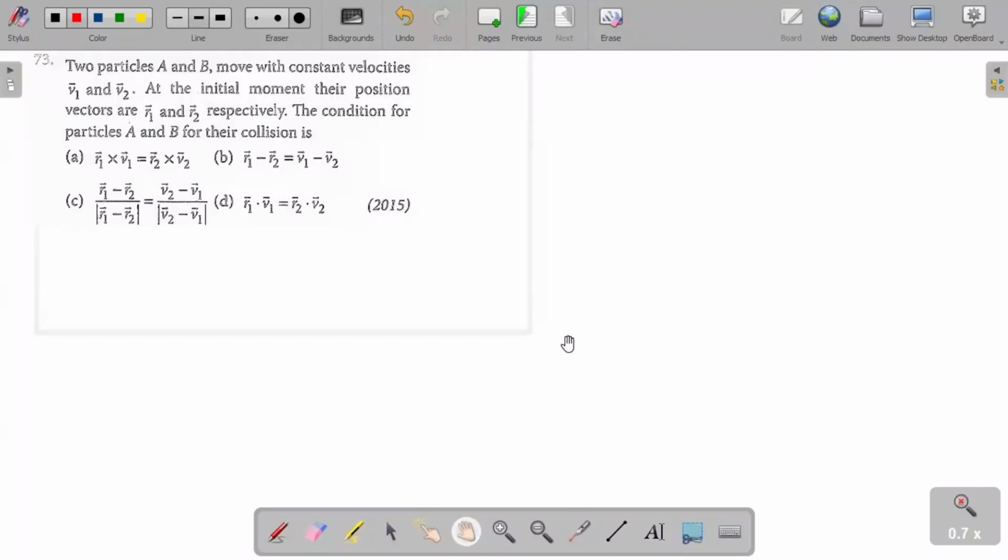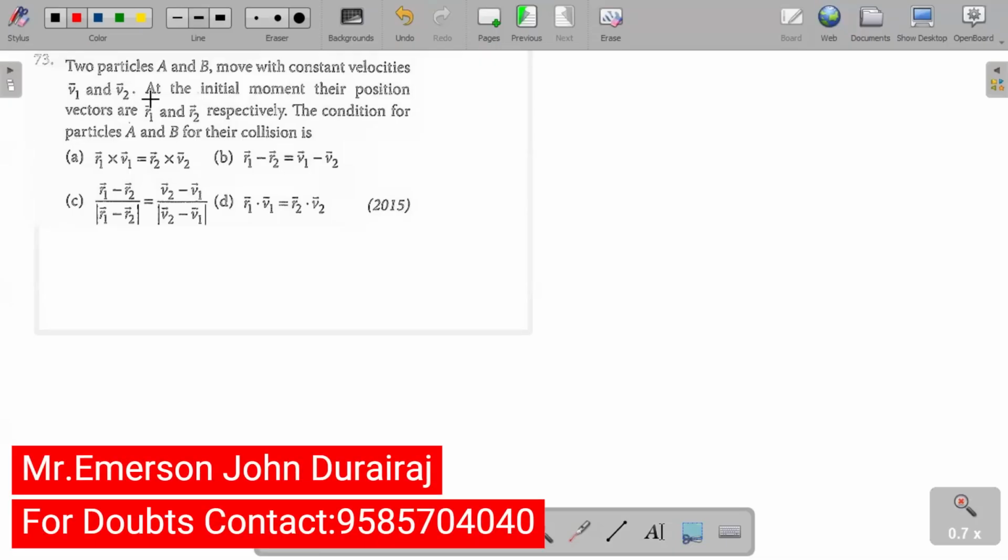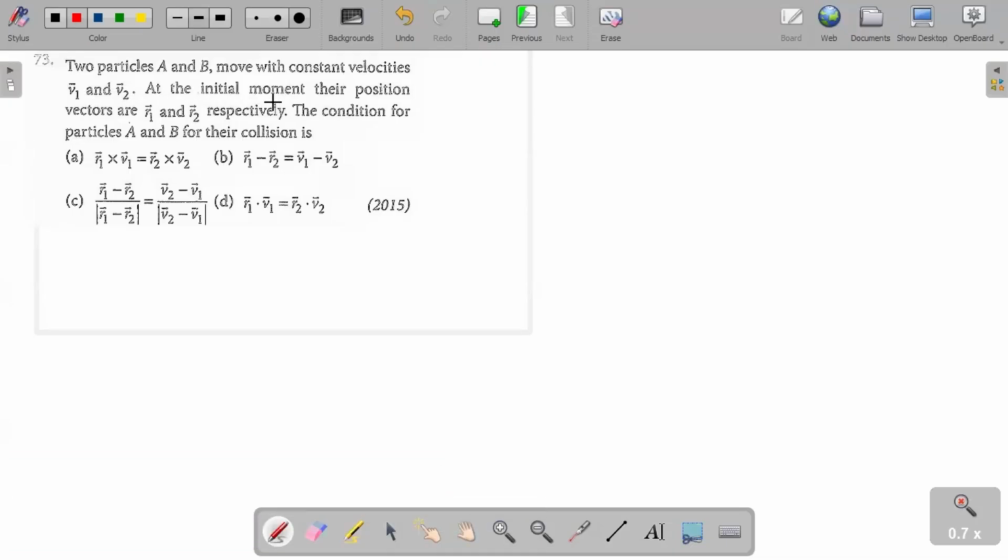Two particles A and B move with constant velocity v1 and v2. At the initial moment, their position vectors are r1 and r2 respectively. The condition for particles A and B to collide is that if both particles collide at a particular point, both the positions of the particles are equal. This is the basic point.